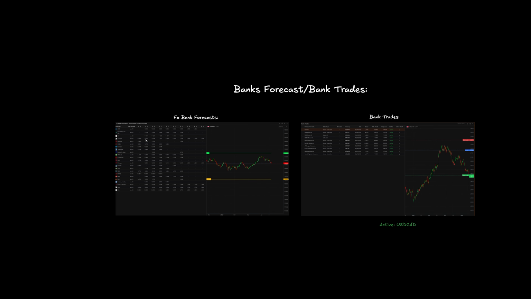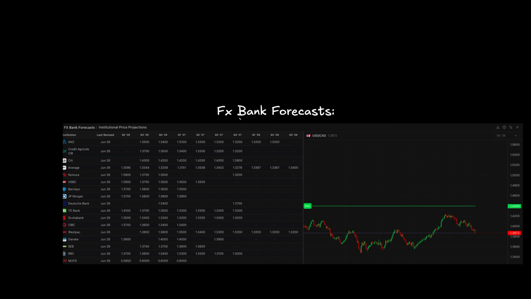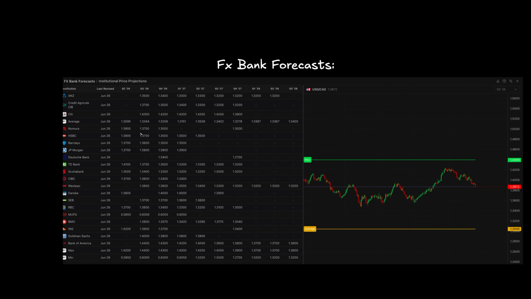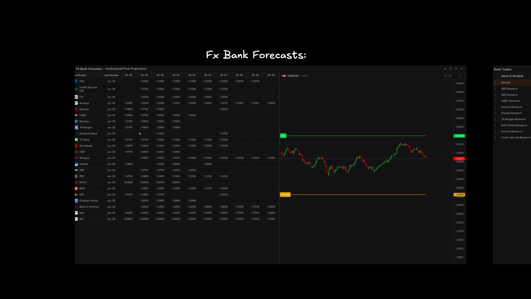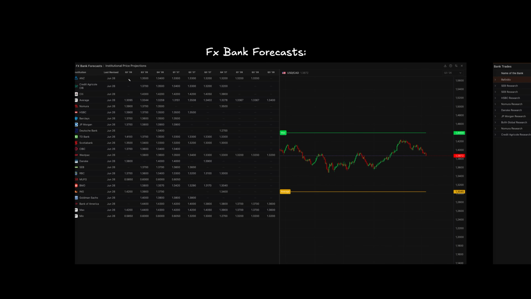So this is, for example, the banks' forecast for Q3 for USD-CAD. We are talking about the FX bank forecast, institutional price projection. So you can definitely know what the big banks expect for USD-CAD for Q3. For example, Crédit Agricole CIB is 137, 135 for ANZ, Citibank 143, they're well above all the others, right? This is probably one of the top ones, close to the max. And Nomura 137, HSBC 137, Barclays 136, JP Morgan 138.